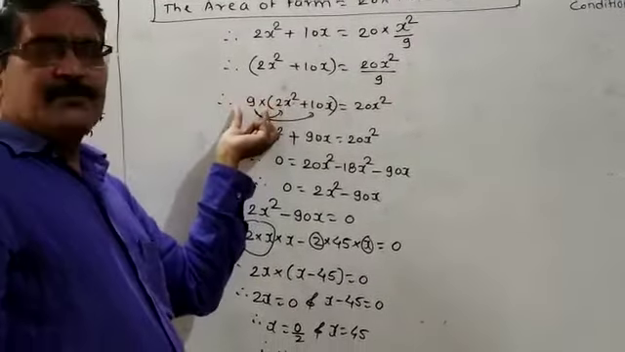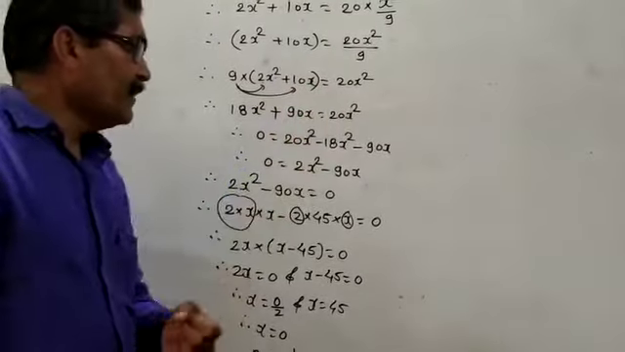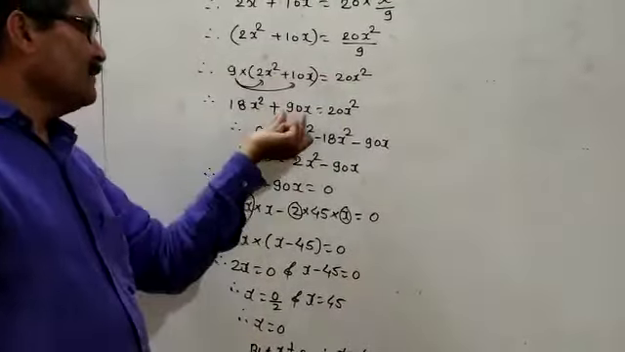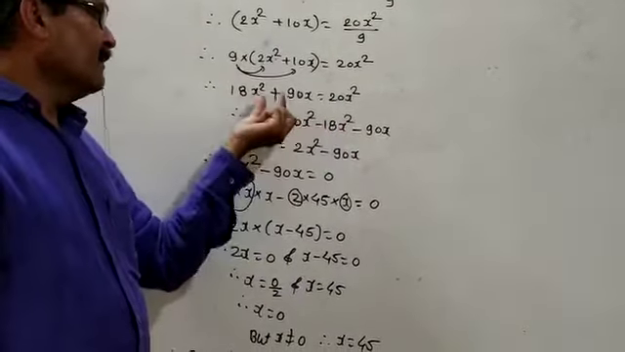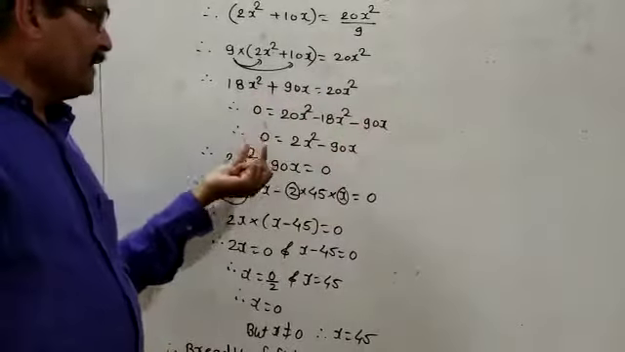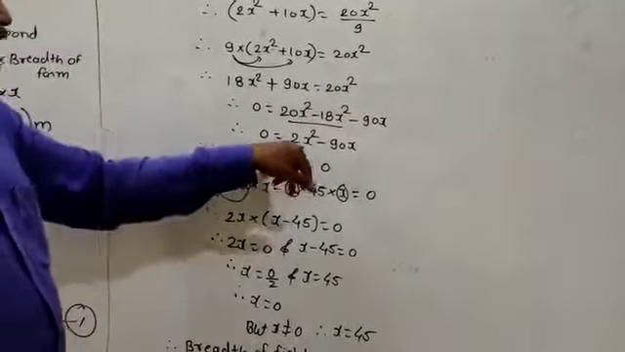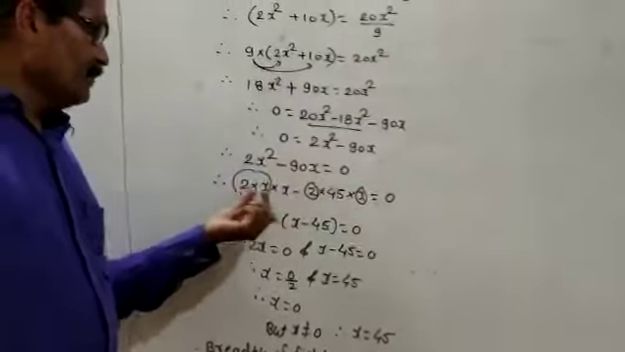Now you have to use the distributive law. 9 2s are 18x square, 9 10s are 90x, is equal to 20x square. All these terms you have to shift to that side. At that time plus 18x square becomes minus 18x square, plus 90x becomes minus 90x. This 20x square minus 18x square is equal to 2x square minus 90x. 2x square minus 90x is equal to 0.